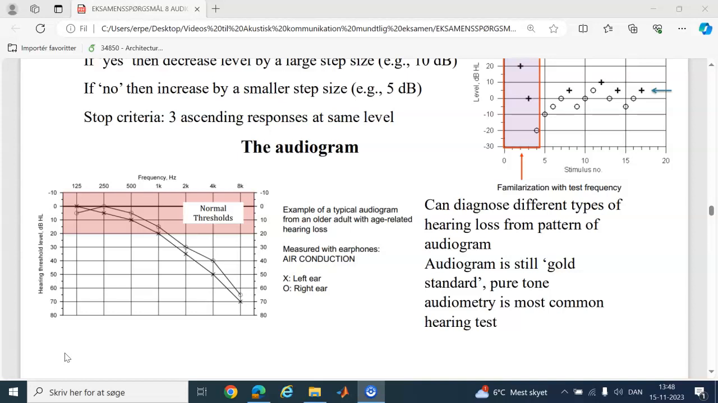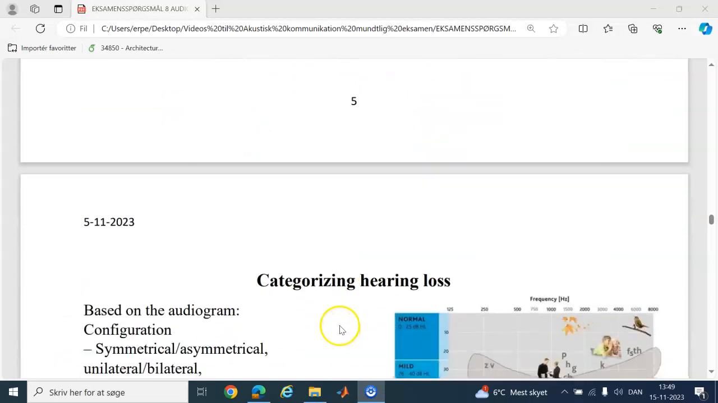There's about 70 decibel SPL at 8,000 Hz, measured with earphones, so-called air conduction. Crosses are the left ear and circles are the right ear. The audiogram can diagnose different types of hearing loss from its patterns. The audiogram is still the good standard. Pure tone audiometry is the most common hearing test.